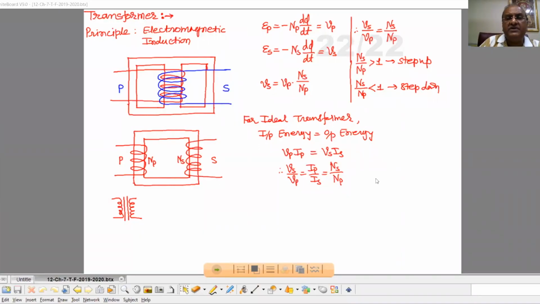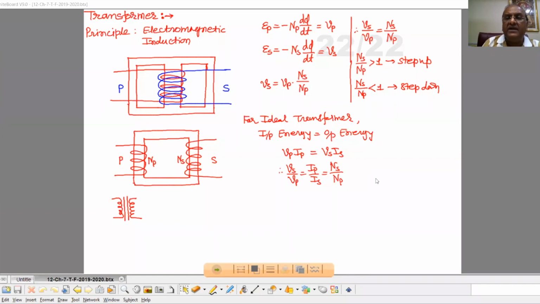That is an idealistic situation. Now in the idealistic situation, for an ideal transformer, input energy is equal to output energy, or we can say input power is equal to output power. But in practice, there is always dissipation of energy in the form of heat.